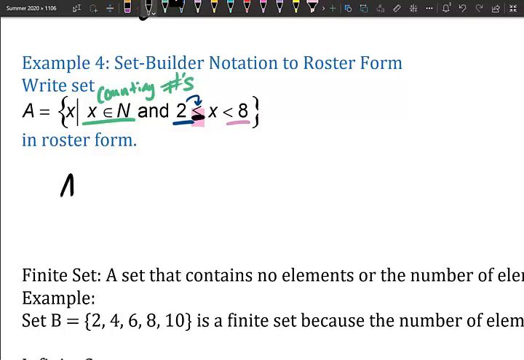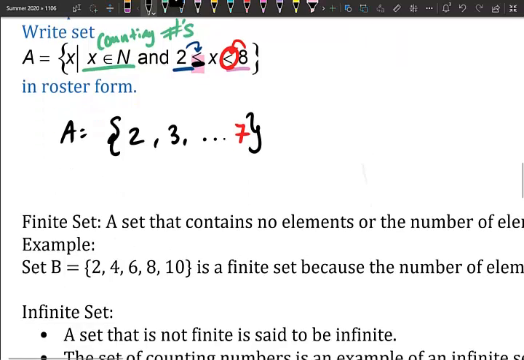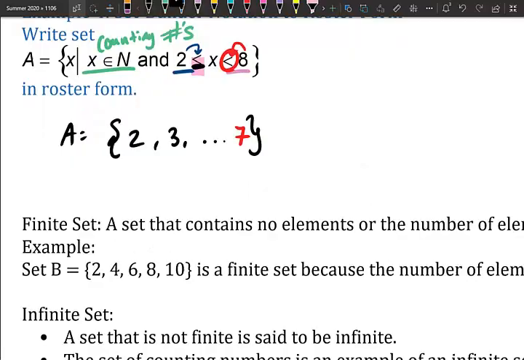So we have set A. Our first number is 2, and it's going to 8. So 2, 3, I'm not going to write it all. Next to the 8, we have this symbol. There's no line underneath. Since there's no line underneath, we go to the next smallest number. So it's 7. And there we go. So 2 through 7. You can write 2, 3, 4, 5, 6, 7 if you want. I'm not going to.